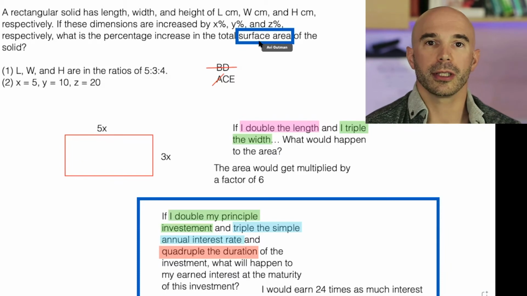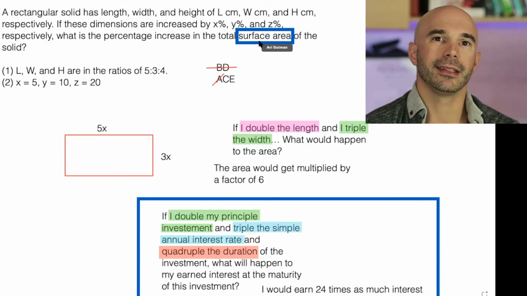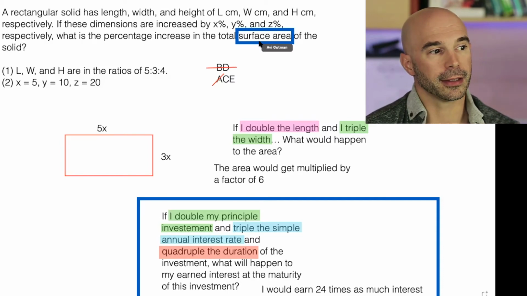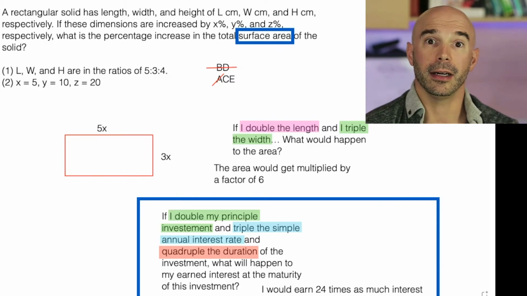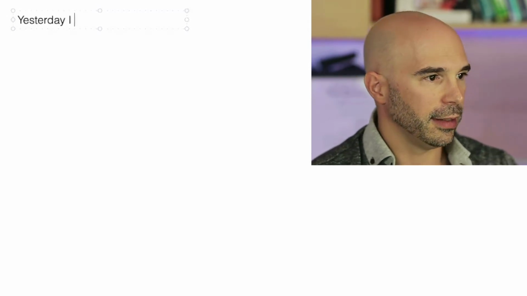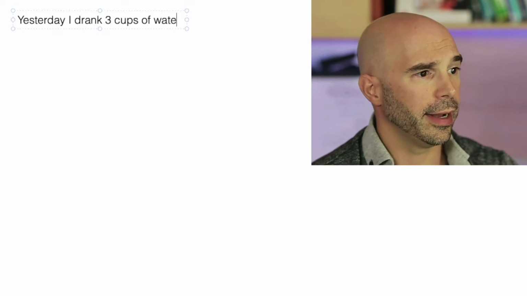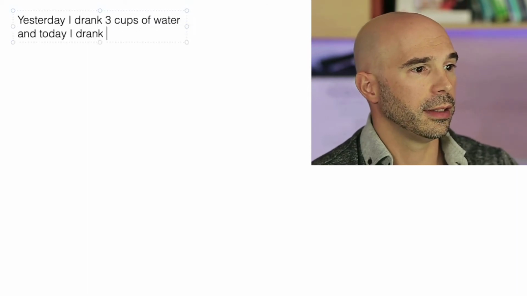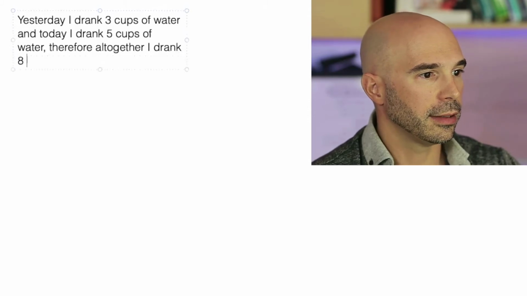It's true that the order doesn't matter when you're adding things, but if you're applying different scale factors or change factors to things that you're adding up, let's take a much simpler scenario just to wrap our heads around this. Let's think about something additive. So what would be something additive? Yesterday, I drank 3 cups of water, and today I drank 5 cups of water. Therefore, altogether, I drank 8 cups of water. So a very simple story.